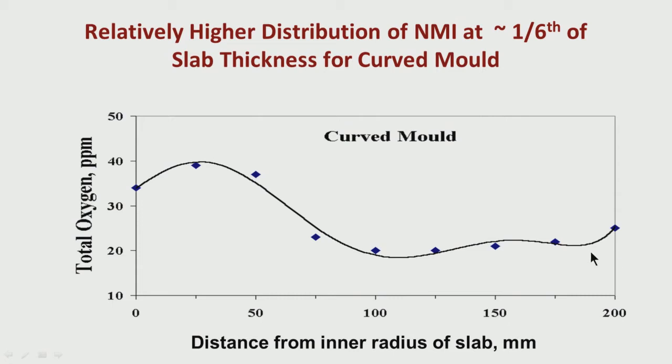So is it clear that if you have a curved mold, there is a possibility of having more inclusions near the inner radius, as I have mentioned here: relatively higher distribution of NMI, non-metallic inclusions, at about 1/6 of the slab thickness in a curved mold.